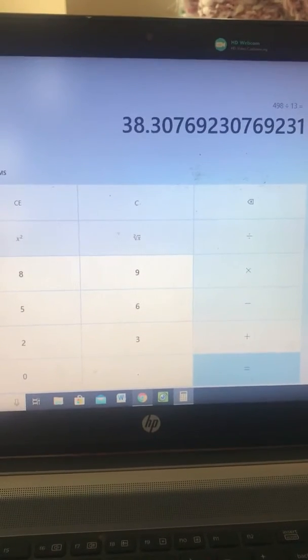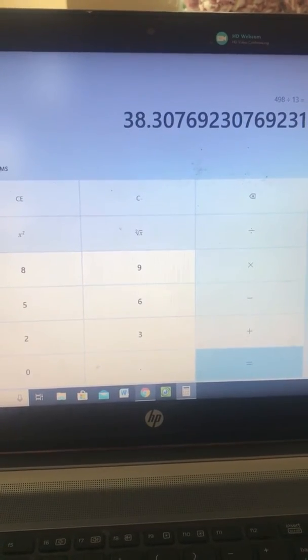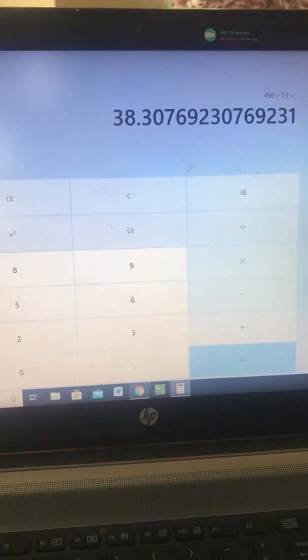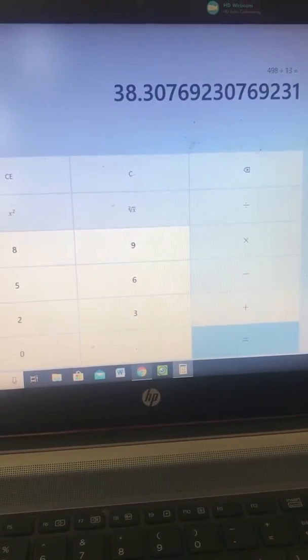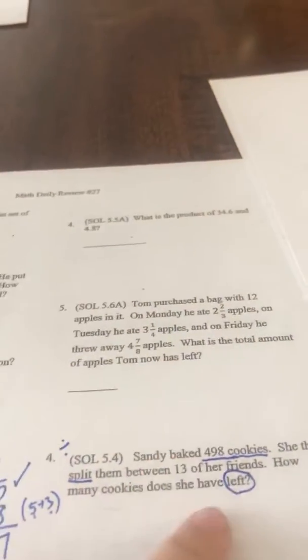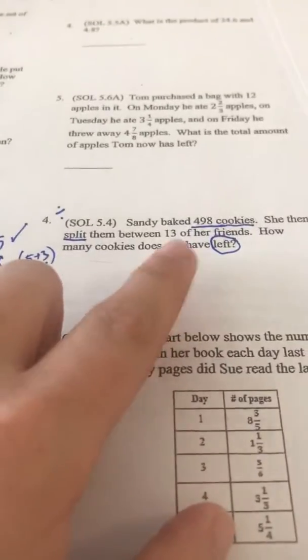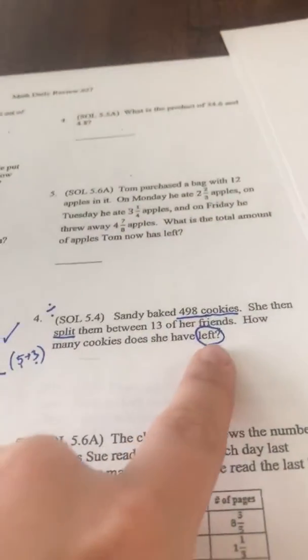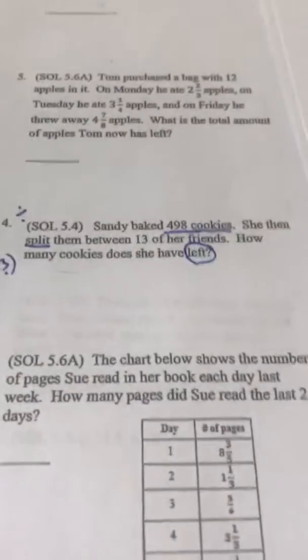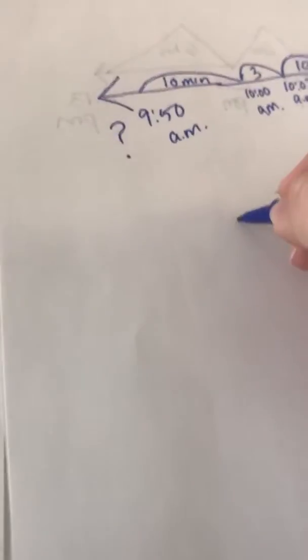When I'm looking at the decimal, it's going on and on and on forever. To me, I can't understand how many she has left. So this should be a note to you that if you get an answer like this and it doesn't tell you how many she has left, then you are going to have to do the division out on paper. Okay? Don't be scared. Remember, I've showed you how to do it.